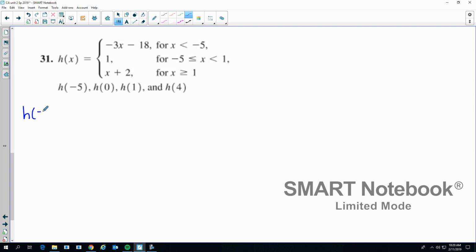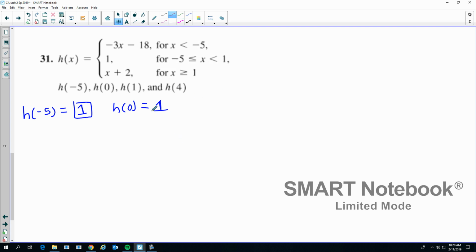So on our first one, let's see, h of -5. -5 is not less than -5, so I can't plug it into the top one. So it's going to fall into this category right here. It's between -5 and 1, including -5. So that just defaults to a 1. That's it. It's just 1. Okay? h of 0. Well, if you look at your parameters, 0 falls into the middle one again. It's between -5 and 1, right? So it's sandwiched between there. So once again, it just defaults to a 1.